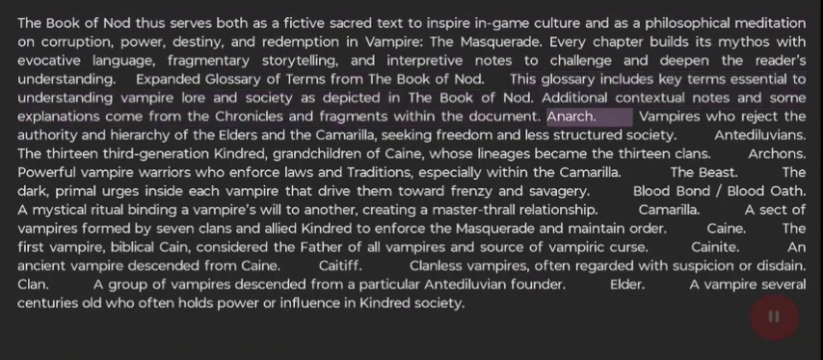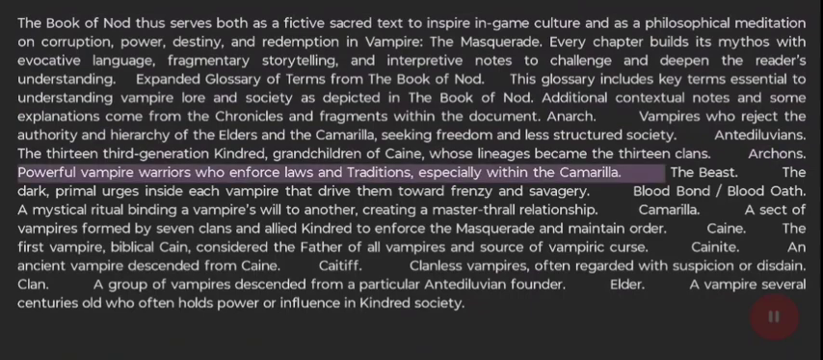Anarch. Vampires who reject the authority and hierarchy of the elders and the Camarilla, seeking freedom and less structured society. Antediluvians. The 13 third-generation Kindred, grandchildren of Cain, whose lineages became the 13 clans.